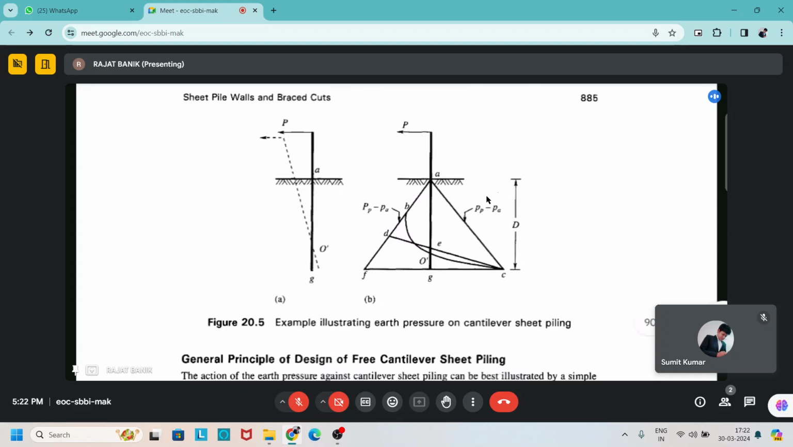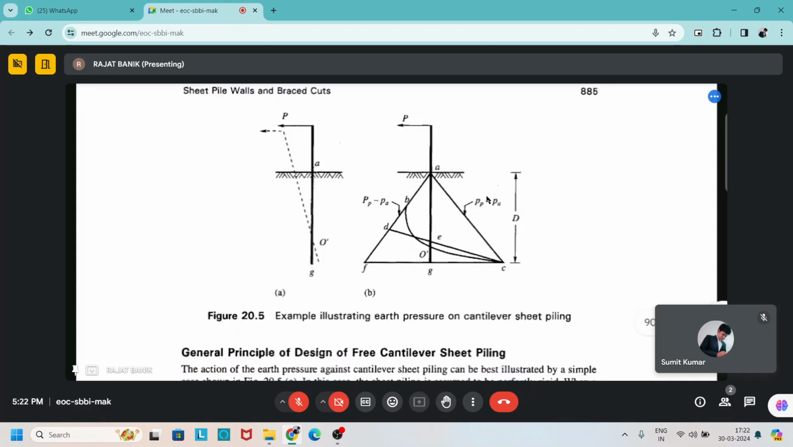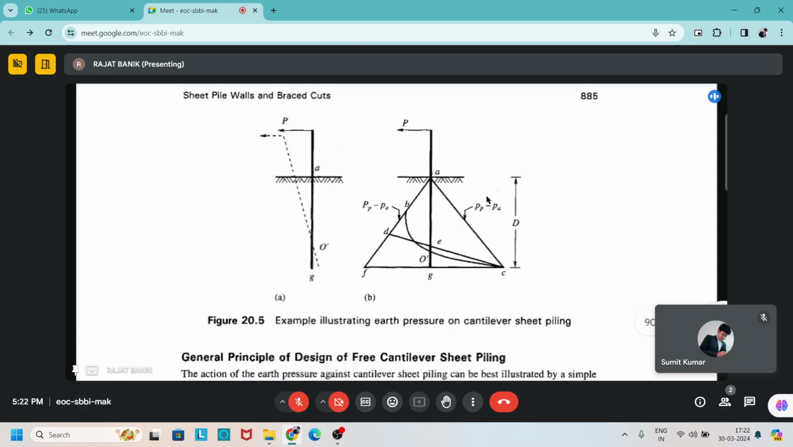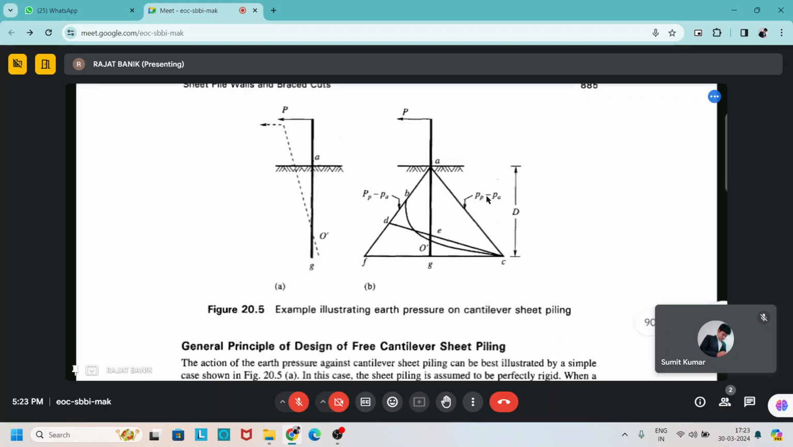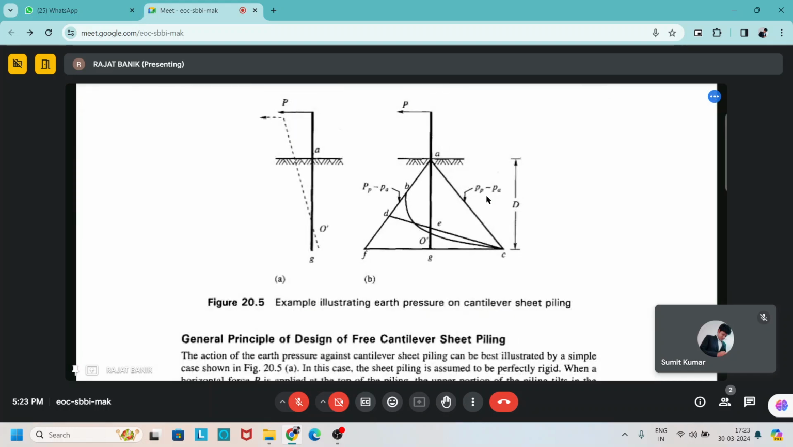But the actual pressure diagram is A, B, O dash, C. For calculation purposes, B O dash C is replaced by D E C, a straight line, where D is the point where stability is maintained. The point D you should find by trial and error method. And now the actual pressure diagram is A D E and E C G. In both cases, the passive earth pressure is greater than the active earth pressure.